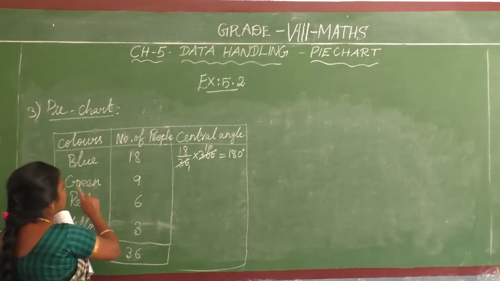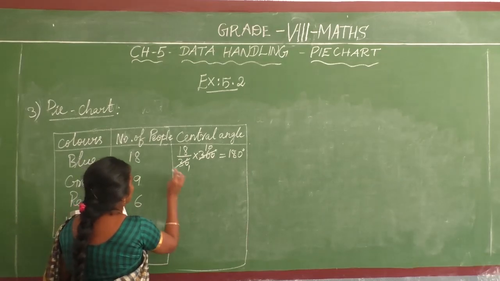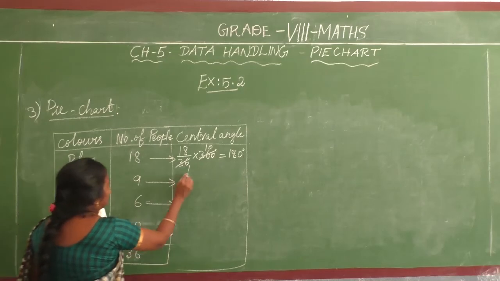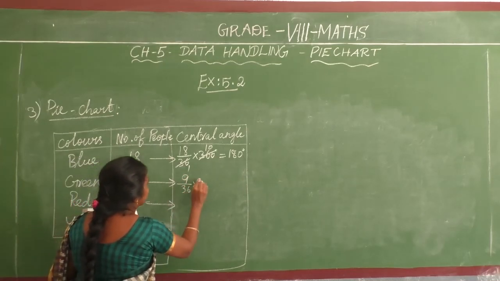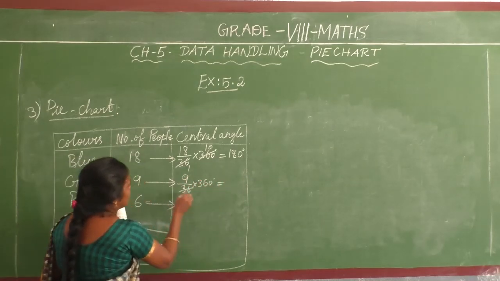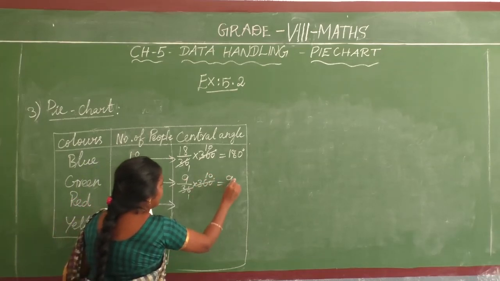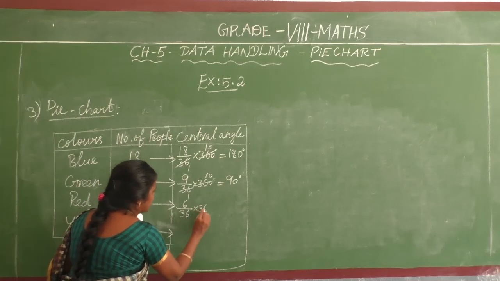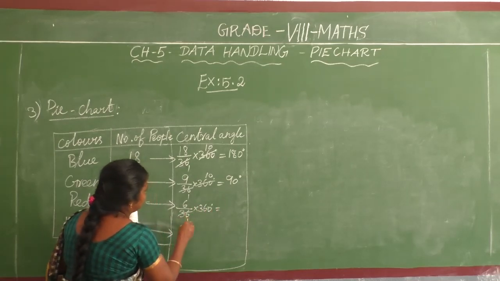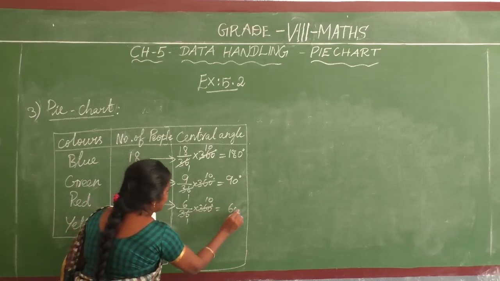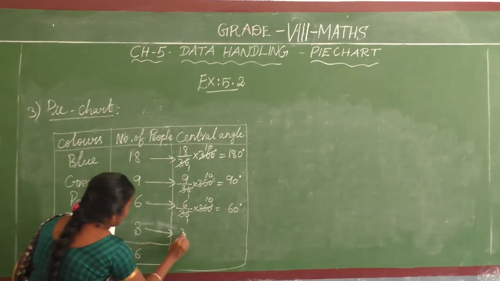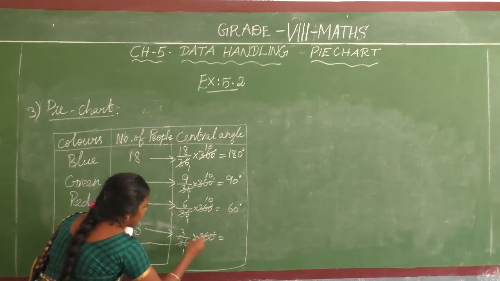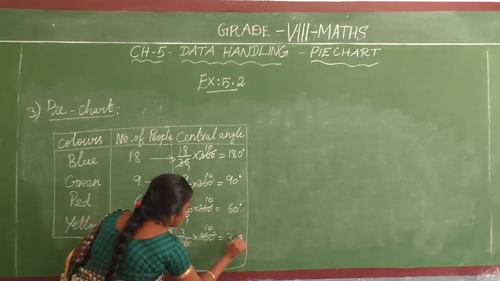Okay, what about green color central angle? How does that come? 9 by 36 into 360 degree is equal to 9 times 10, so 90. Likewise for red, 6 by 36 into 360 degree is equal to 6 times 10, 60 degree. For yellow, 3 by 36 into 360 degree. Clear? 3 times 10 is 30. Understood?